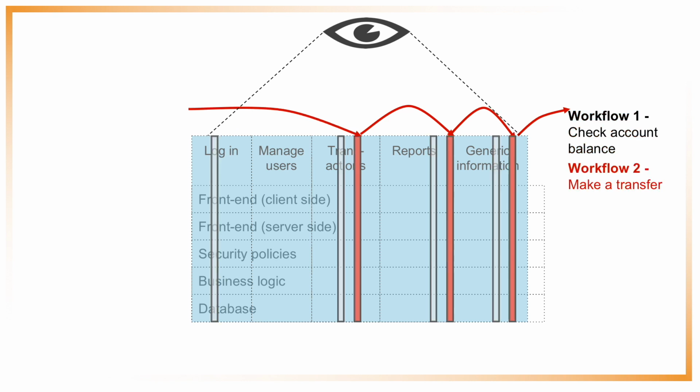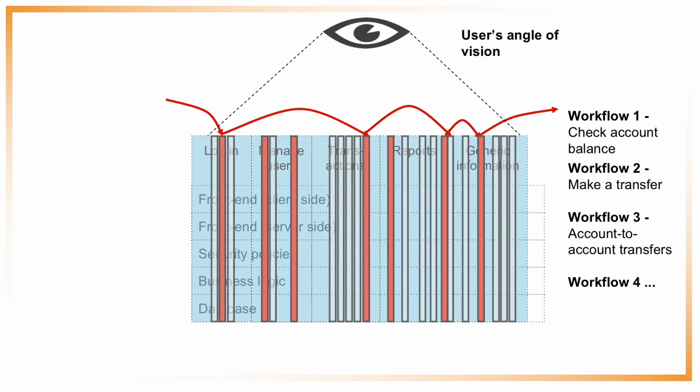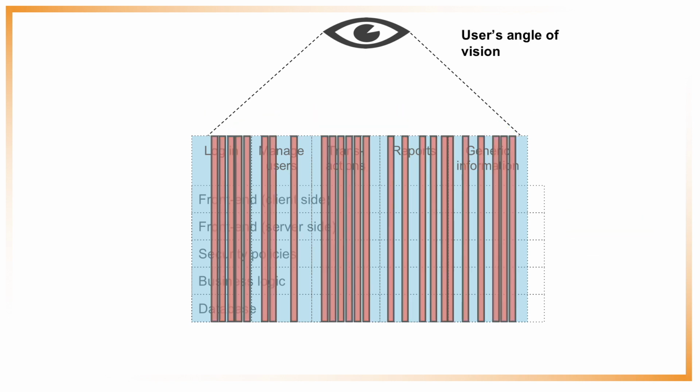A second workflow adds another thing the user can do, like making a transfer. A third adds account-to-account transfers, and little by little, the entire product gets built. Each step, though, is appreciable by the user, and from their angle of view. They don't care about databases. They do care about things they can do that they couldn't do before, like checking their account balance.